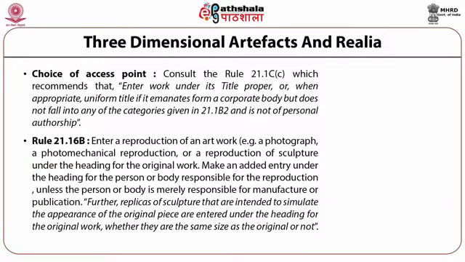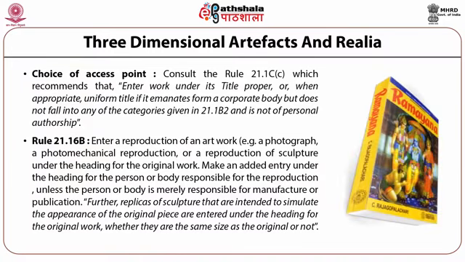Then the access point. As I told you, choice of access point is sometimes 21.1C. What does 21.1C say? It says where you will prepare the main entry under the title. In which cases? Suppose authorship is not established, or there are more than 5 authors, or it is a classic. What do you mean by classic? Classic means Ramayana, Mahabharata, Bible, Gita, the Upanishads, these are the classics. In that case, you will prepare the main entry under title. Like that, 24.16B is also necessary, you can consult that.